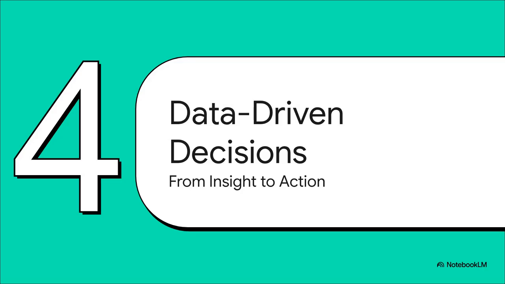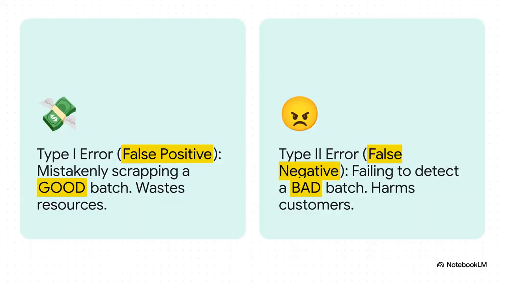Finding connections and predicting the future, that's all great stuff. But the whole point is to use those insights to make better decisions. This is where statistics goes from just being about analysis to being about taking action, especially in a field like quality control. Look, in the real world, no test is ever perfect. And that means you can always make one of two big mistakes.